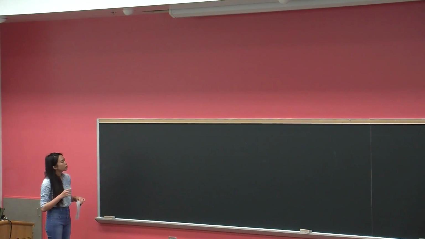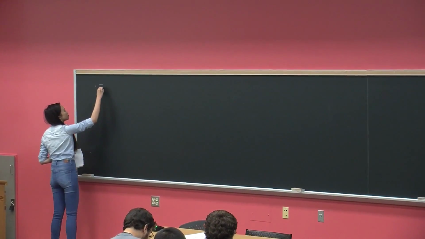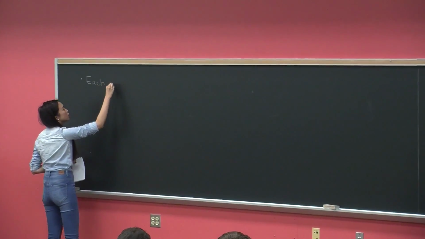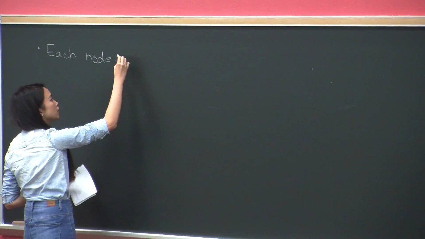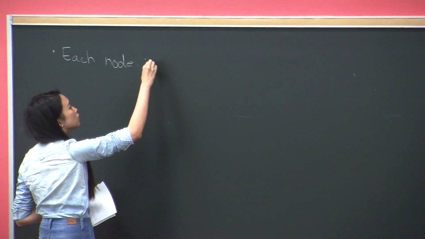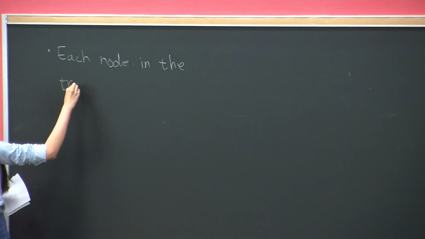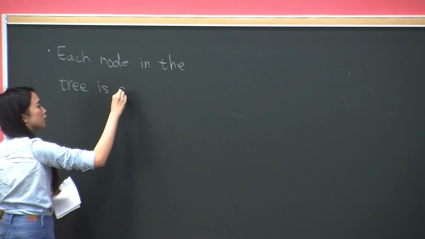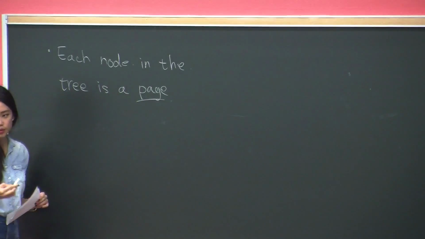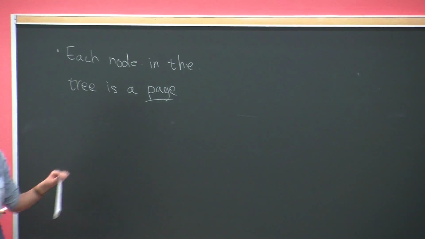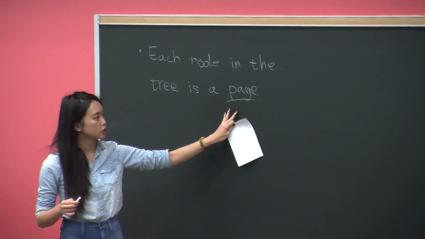One very important concept in ISAM is that you want to think of each node in the tree as a page. Okay, I think I didn't write that down on the slides. But later on you'll see in the tree structure, we will want to view each node as the unit of a page.